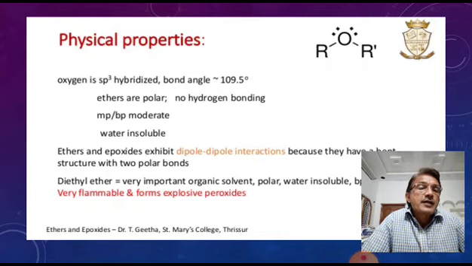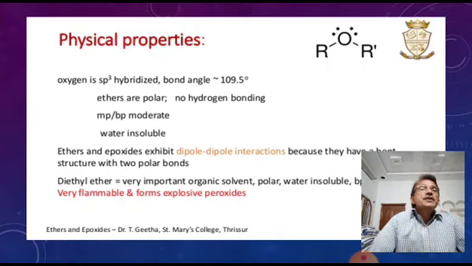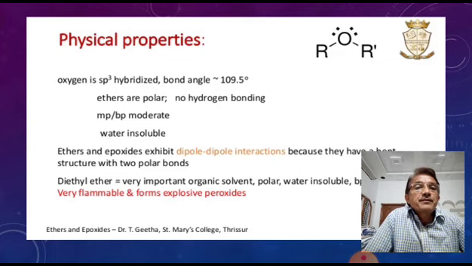Polarity occurs because of the high electronegativity of oxygen. Though ethers are polar, hydrogen bonds do not exist between the molecules of ether. That is the reason the boiling point of ethers is low. Melting or boiling points are moderate and ethers are water insoluble. Why are ethers water insoluble? Because ether molecules cannot form hydrogen bonds with water molecules.